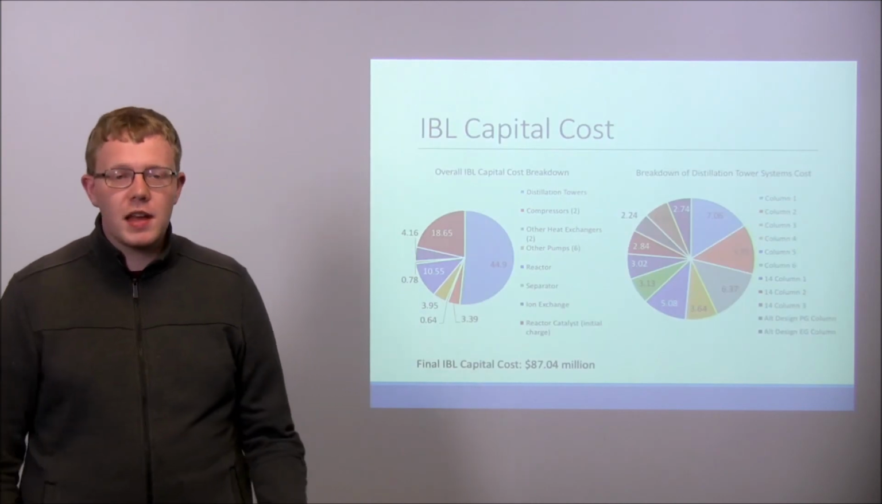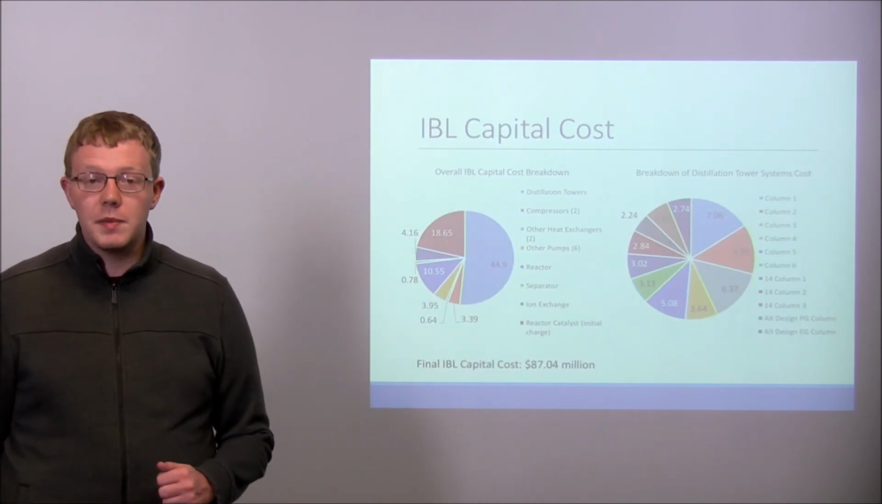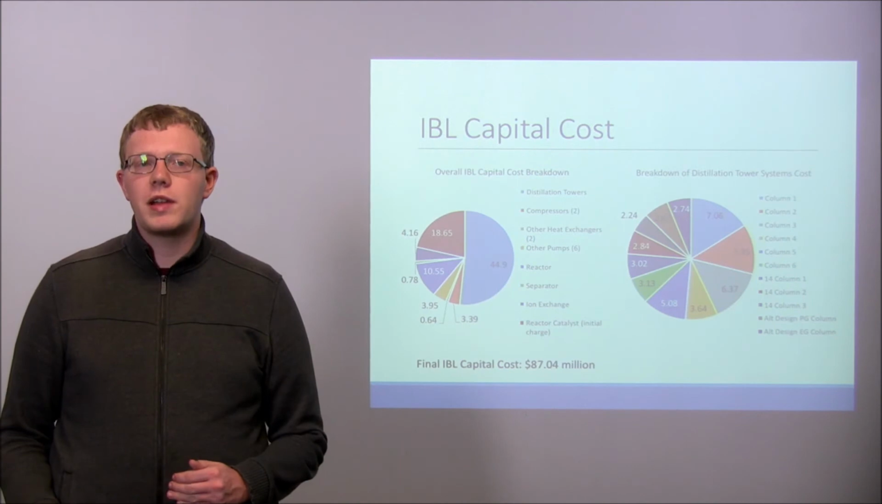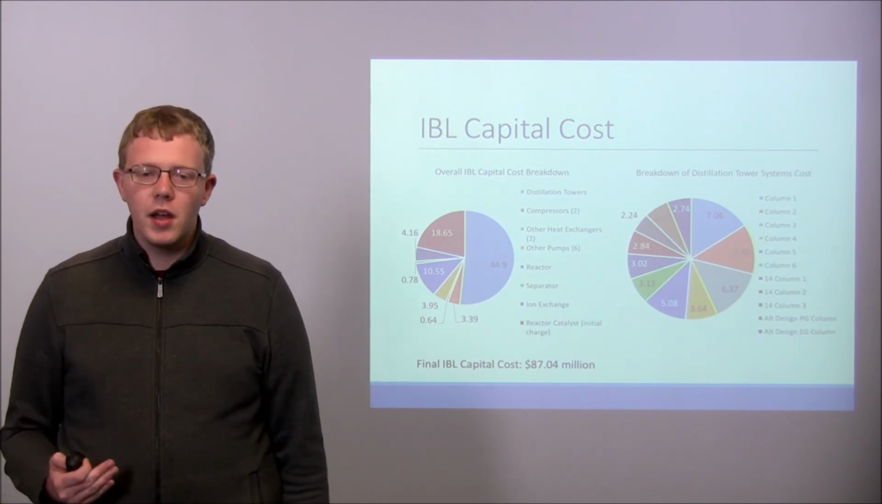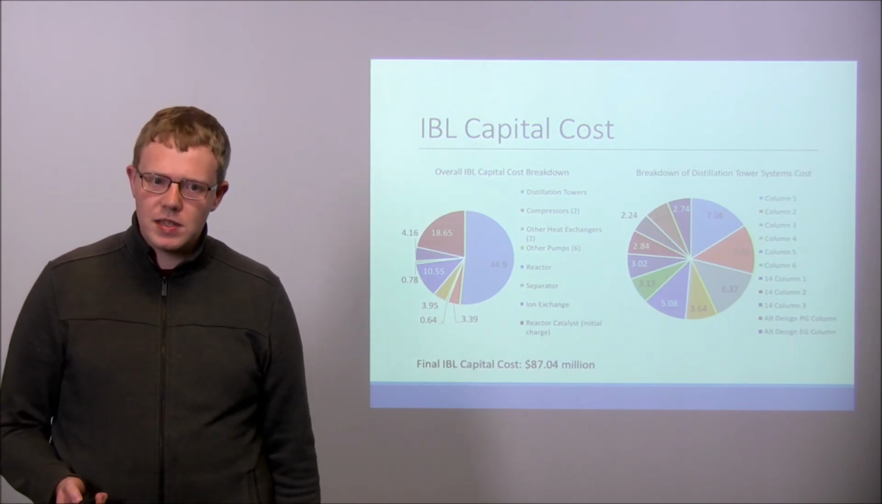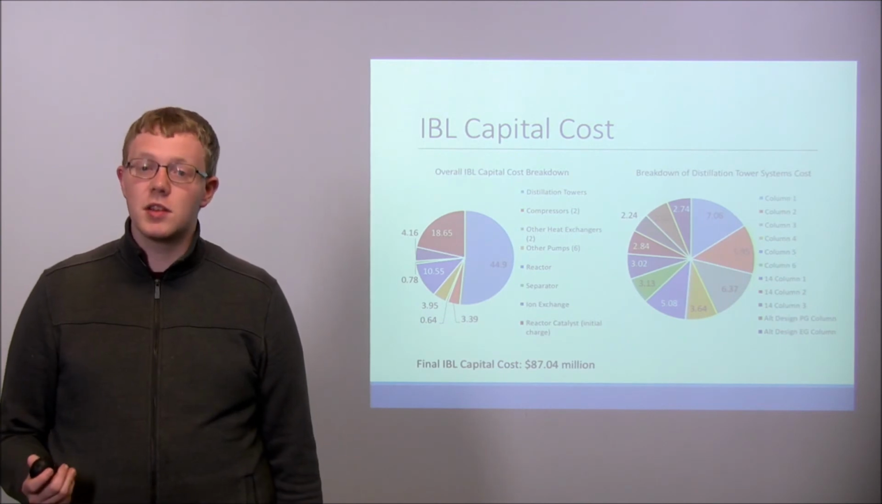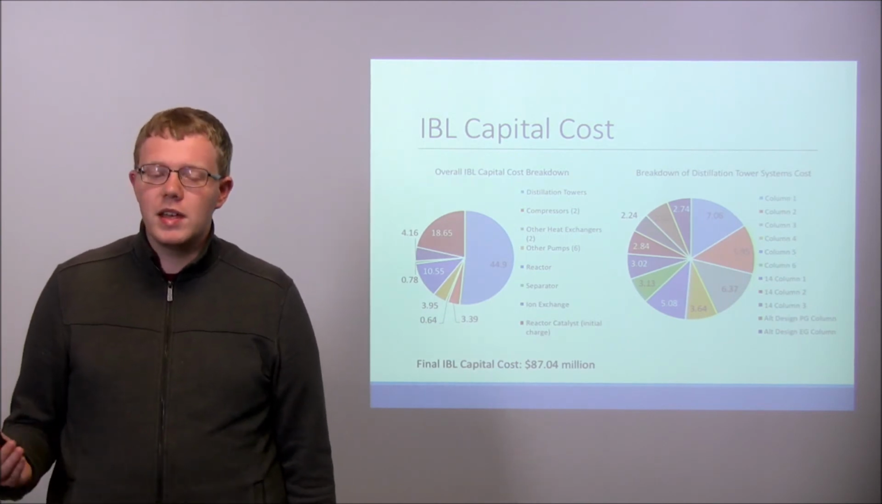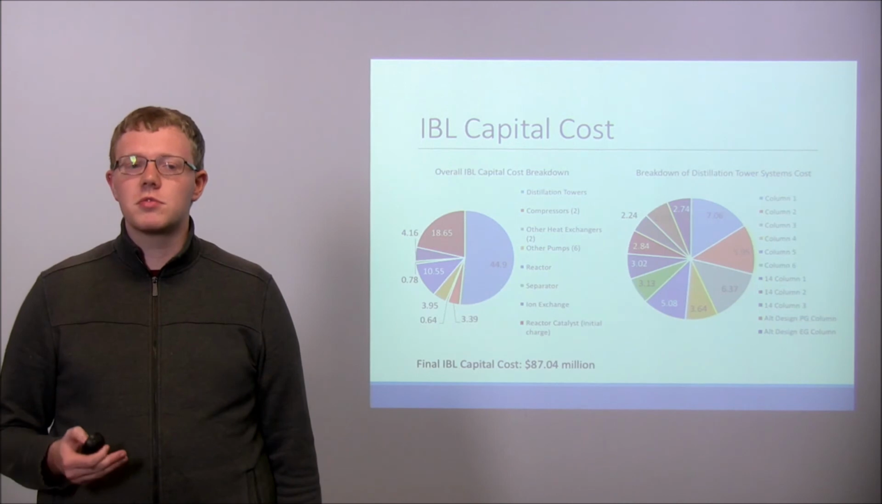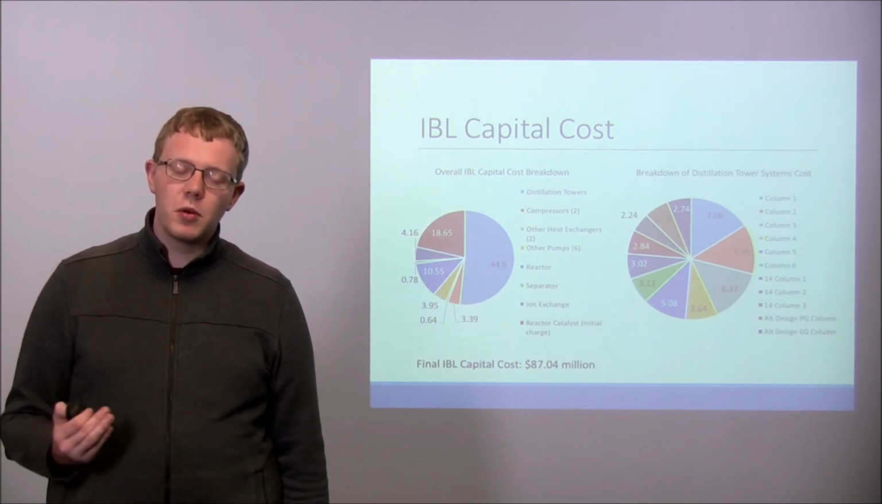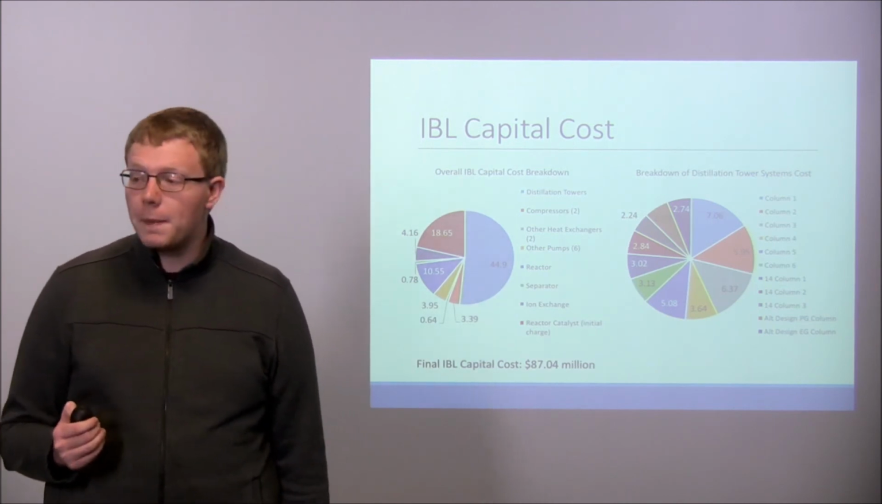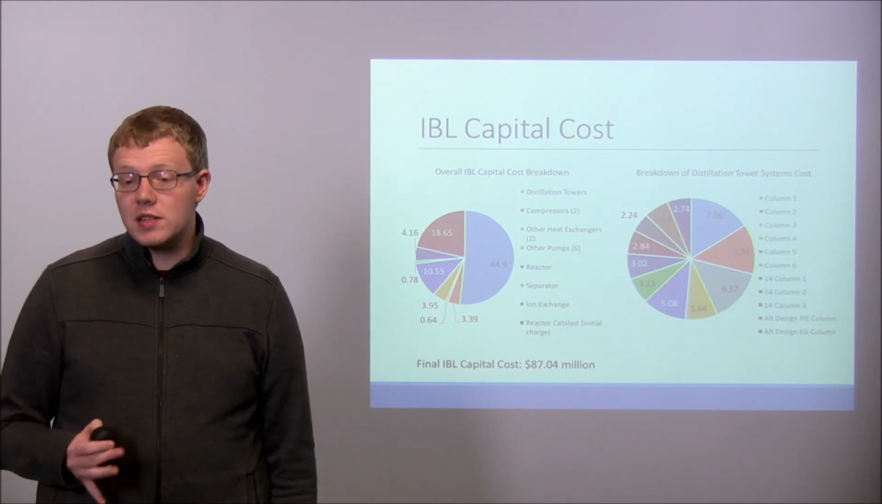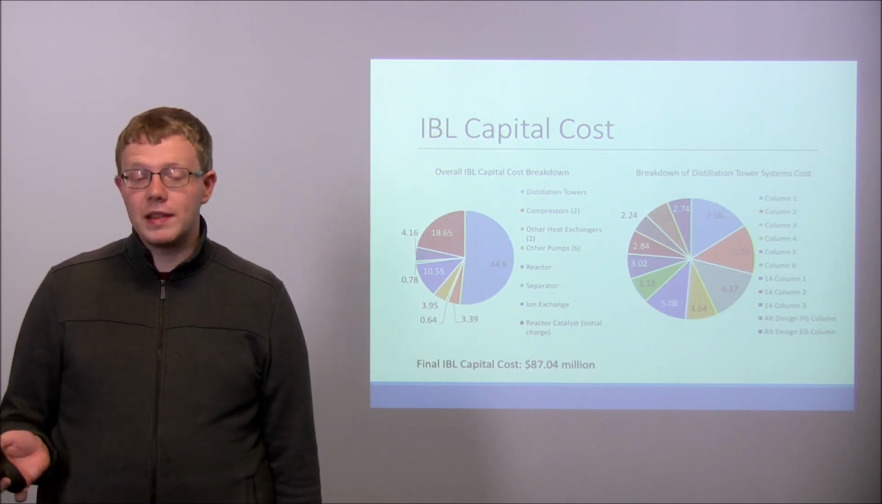Looking first at the inside battery limit cost, or IBL, this is the capital cost required to actually create the equipment we're going to be using. From the pie chart on the left, you can see that most of the cost is in the distillation columns. Just a little bit over half is in the construction of the columns, the reflux drums, condensers, reboilers, and pumps required to run them. The other components of the inside battery limit cost are quite a bit less by comparison.